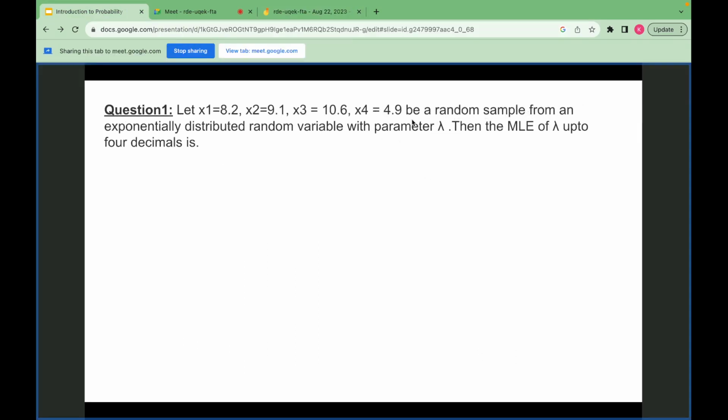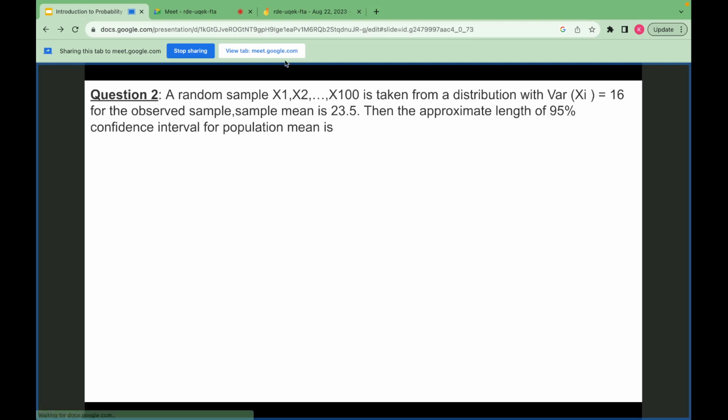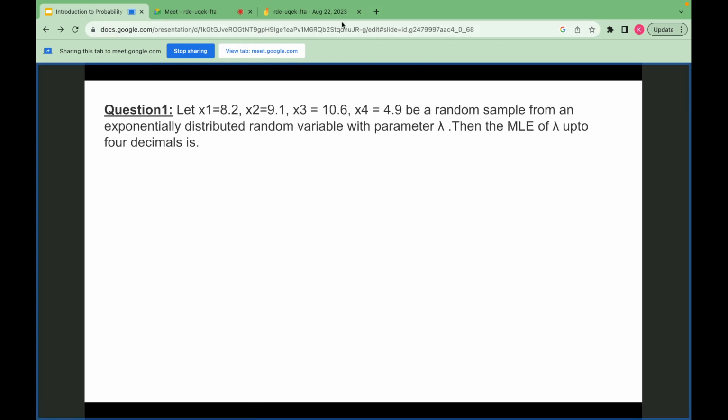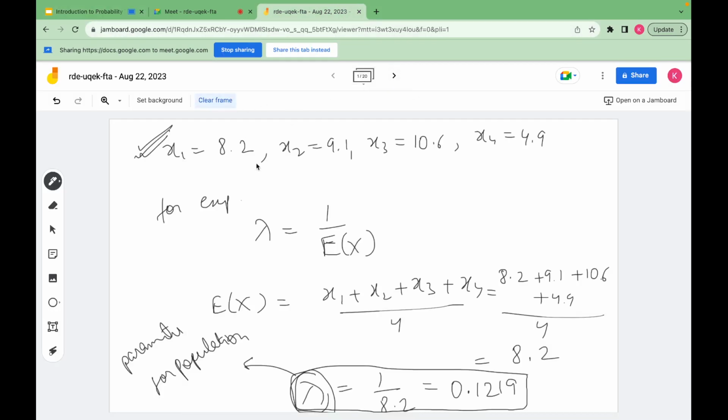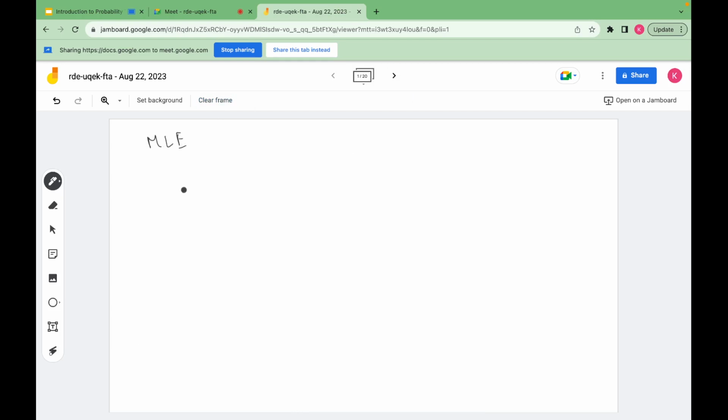Here it is given that it is a random sample from an exponentially distributed random variable with parameter lambda. So the population has an exponential distribution, and from these samples we found this parameter lambda. I was supposed to use this MLE, where L is equal to lambda e to the power minus... I have shown this proof.